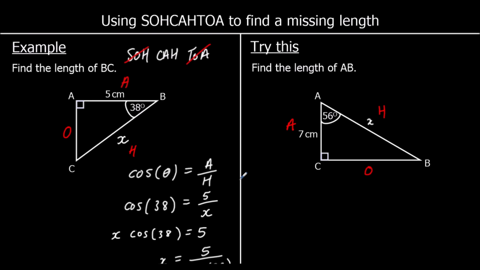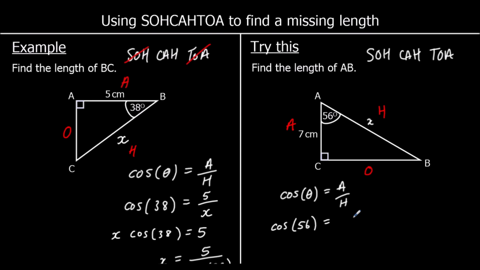So is it SOHCAHTOA? So we want A and H. O's not in the question. We want A and H. So that is CAH again. So it's cos with the angle equals A divided by H. The angle is 56. So cos 56 equals 7 over x.